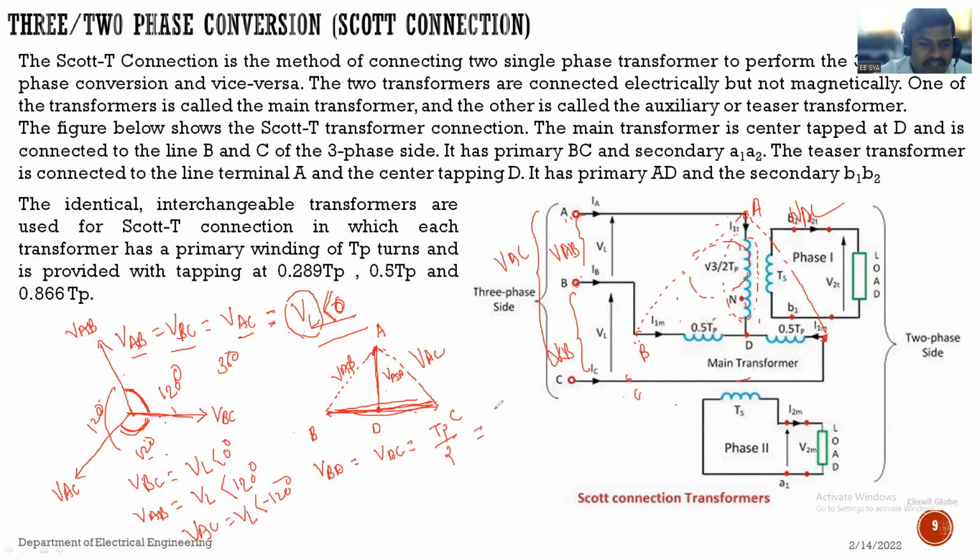Half the voltage of BC will be obtained. If the voltage from B to C is 100, then what will be the voltage from B to D? 50. D to C also 50. That means we have written VBD is equal to VDC, equal to TP by 2, equal to 1/2 VBC. So instead of writing VBC, taking VBC as the reference, 1/2 VL at an angle 0.